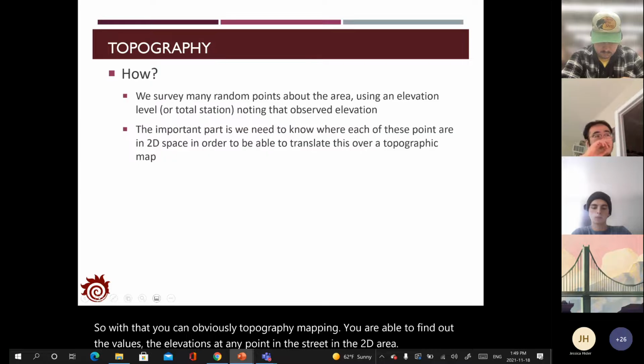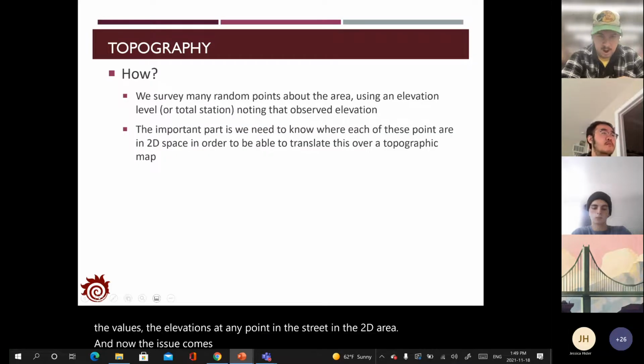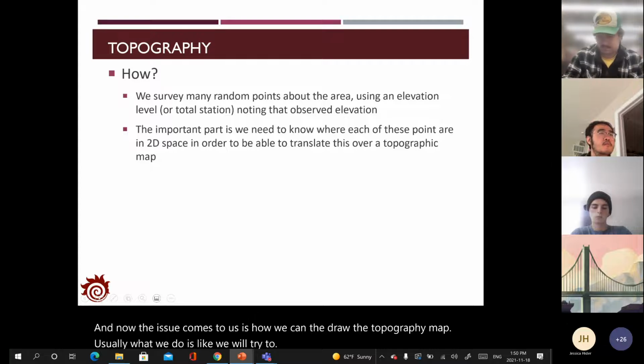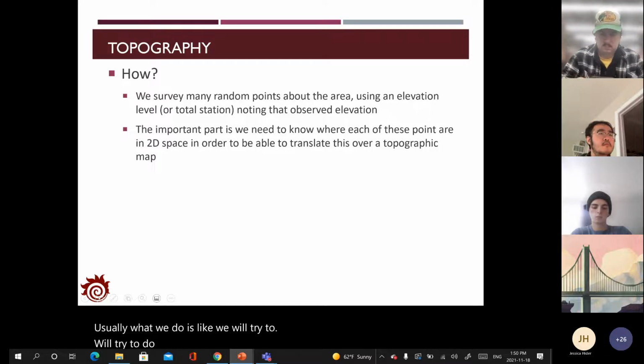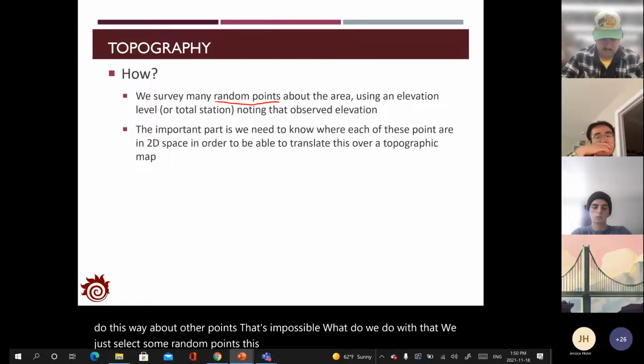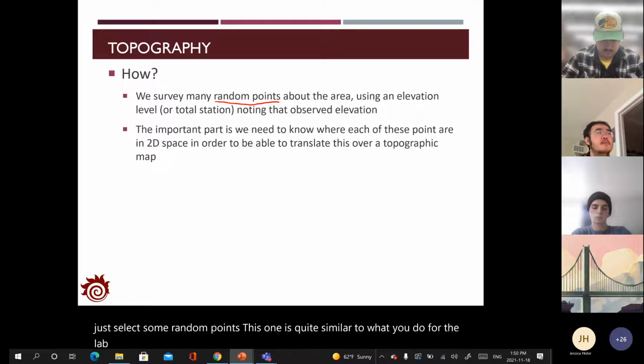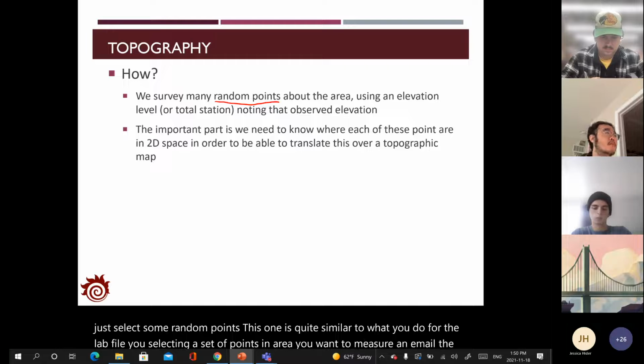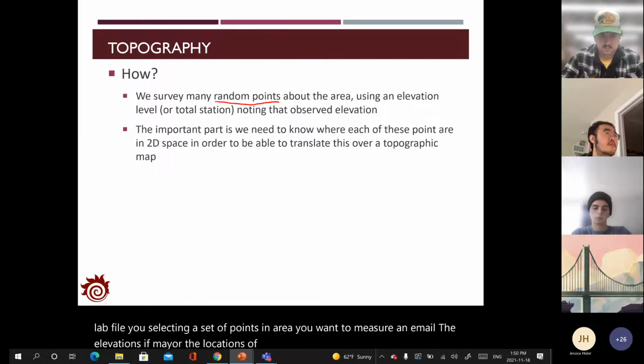Now the issue is how we are going to draw the topographic map. Usually what we do is a survey of a lot of random points along the area. We cannot survey all the points, that's impossible, so we just select some random points. This is quite similar to what you do for lab 5. You select a set of points in the area you want to measure, you measure the elevations and the locations of those points, and we use that information to draw the topographic map.